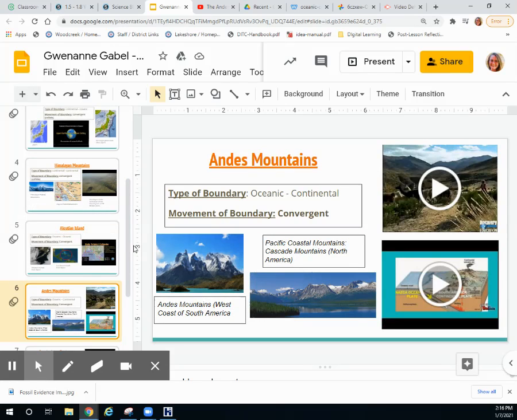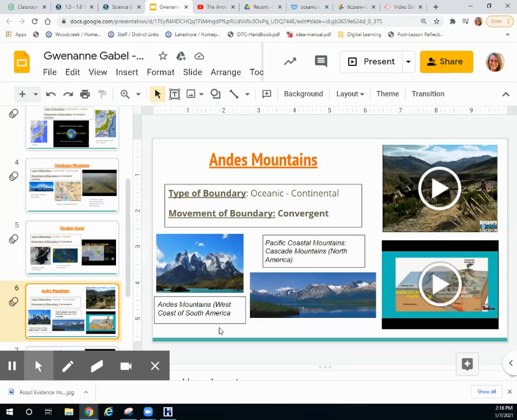Today, in the second video, we're going to talk about the Andes Mountains. These mountains are found on the west coast of South America, and they're very, very tall. It's a very long mountain range, one of the longest mountain ranges in the world. It follows the entire coast of South America.